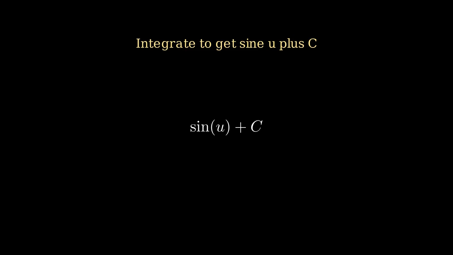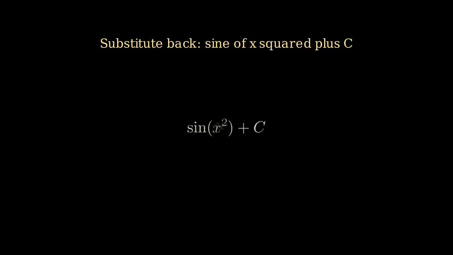Finally, we substitute back, replacing u with x squared, since that was our original definition. The final answer is sine of x squared plus a constant.